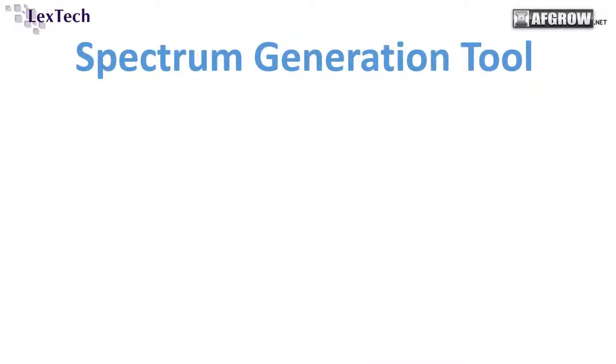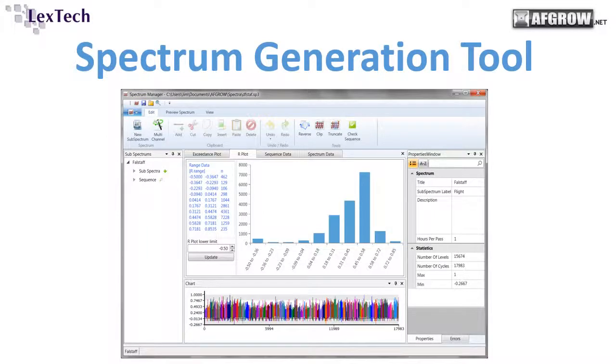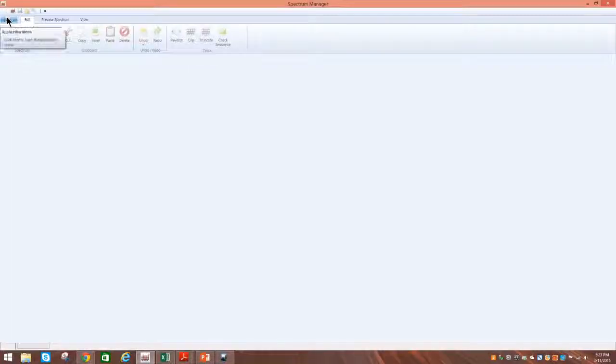Now, the spectrum generation tool is probably the biggest new feature that we're adding to this release, and it allows us to do a lot of new things and things that will be released in later versions of AFGROW as well. Here's a demonstration.